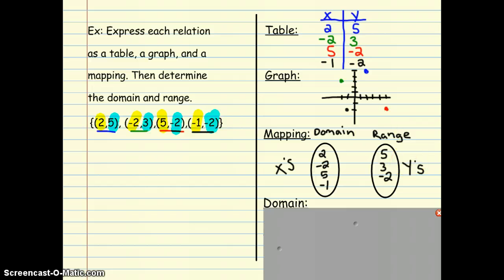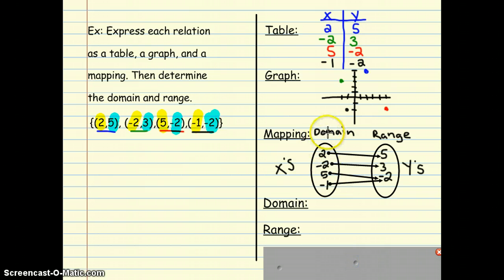And what you're going to do is have an arrow showing which number is paired up with which. So 2 is paired up with 5. -2 is paired up with 3. 5 is paired with -2. And -1 is also paired with -2. And so that's a mapping.